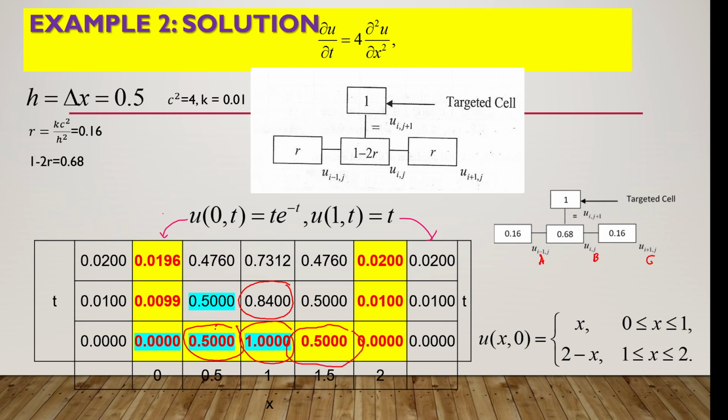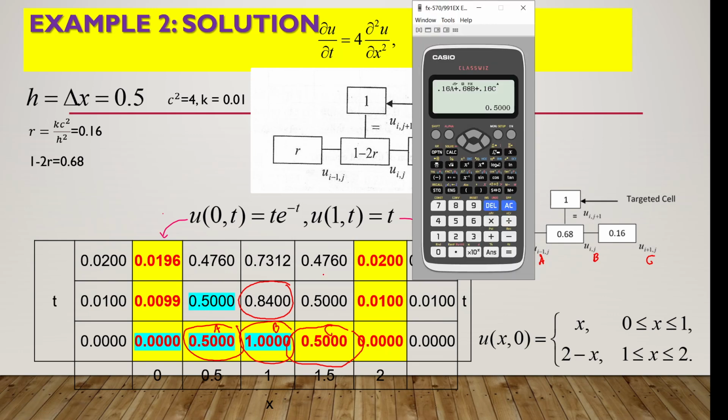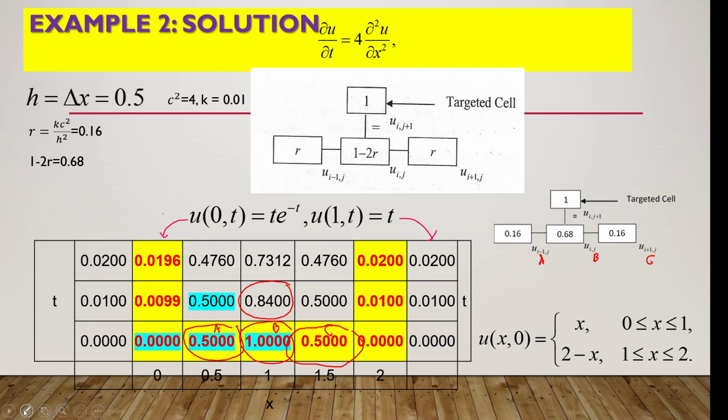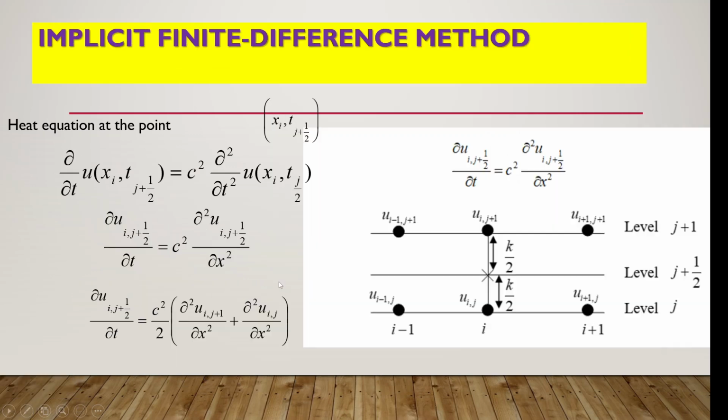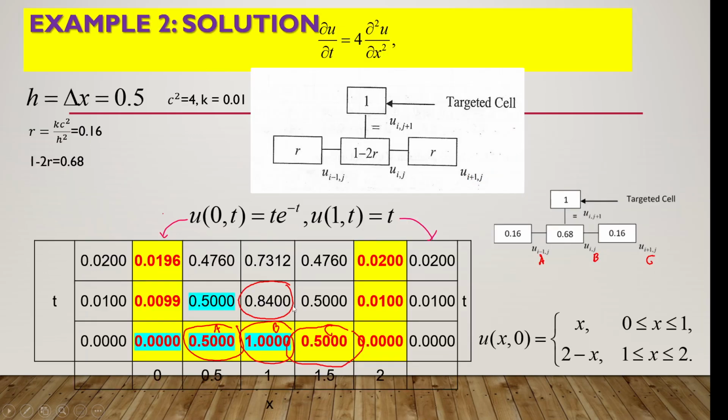So now, okay, A, B, C. Calculate. A now is 0.5, B is 1, C is 0.5. Get 0.84. Okay, later on, you move it one column to the right. This one is no more. Erase it. Okay, this one moves. This becomes A, this becomes B.